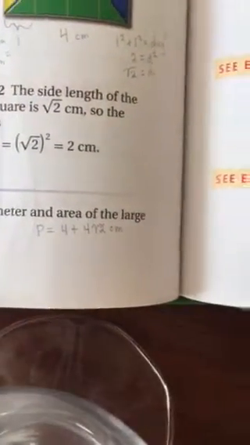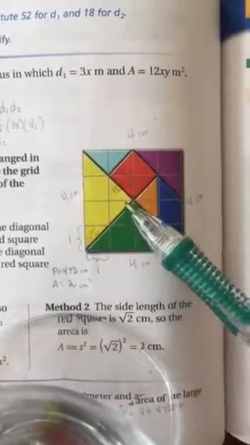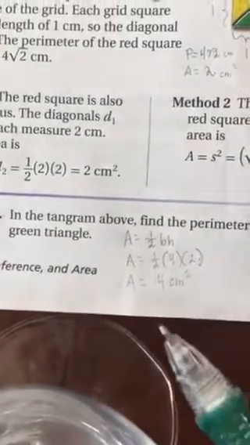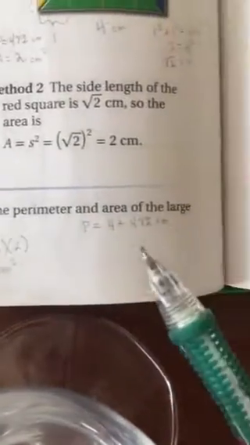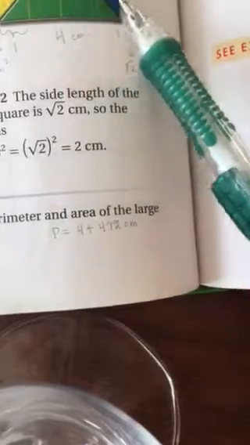So for the large green triangle, we simply said 1/2 the base times the height. The base was 4. The height was 2 units. So 1/2 base times height was 1/2 times 4 times 2, and the area is 4 centimeters. But more importantly, let's look at the perimeter. That's the one that might be a little difficult. The perimeter of the triangle.